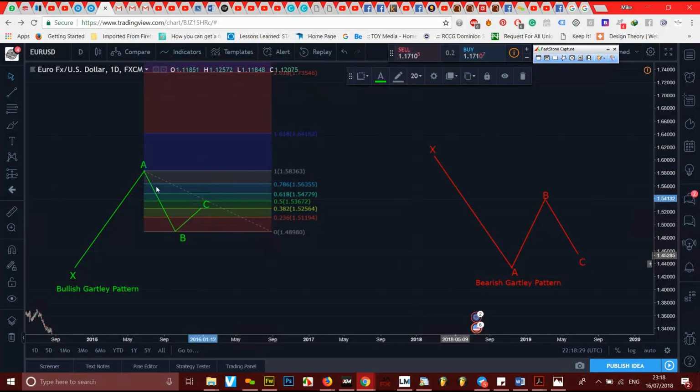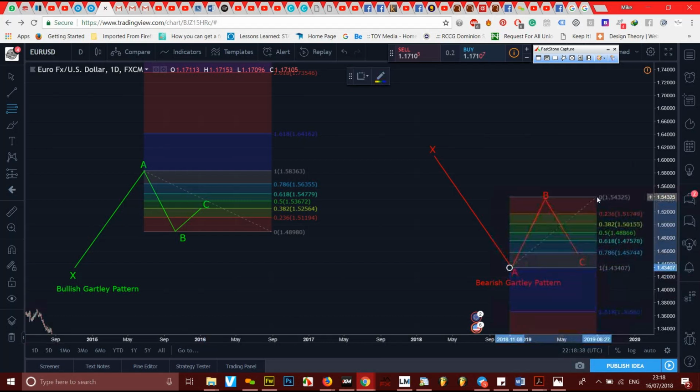Do the same thing for this one as well. Where is my C leg? Pick my Fibonacci from A to B and look for my C leg. My C leg must not get to 100. That is this A. In fact, A is the no-go area, but it can go as high as 88 and even beyond. It mustn't even touch it.